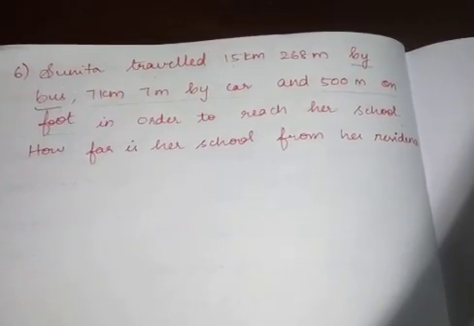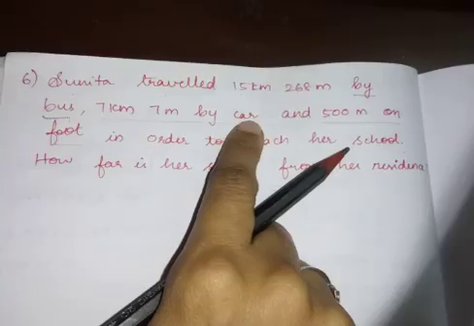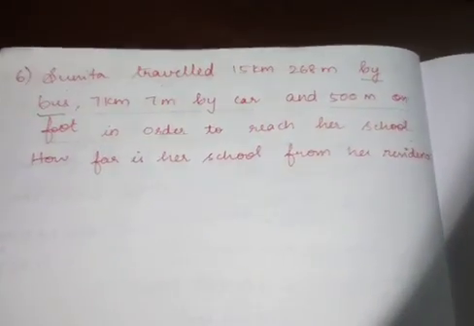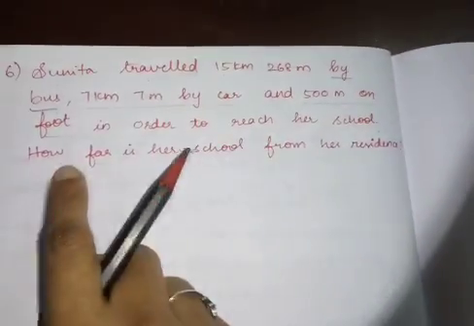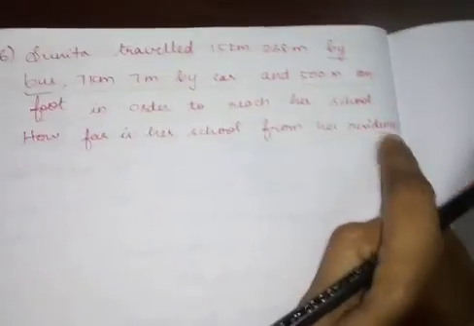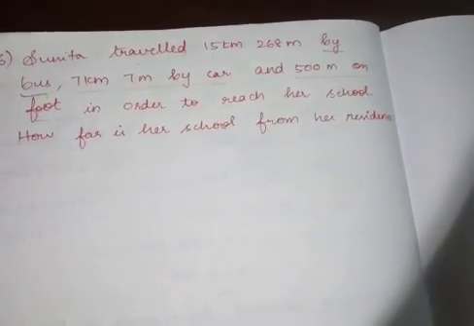So from her home to school, this much she has to travel. First she should travel by bus, then some distance she has to travel by car, then some distance she has to walk to her school. How far is her school from her residence? So we have to find the distance from school to residence.